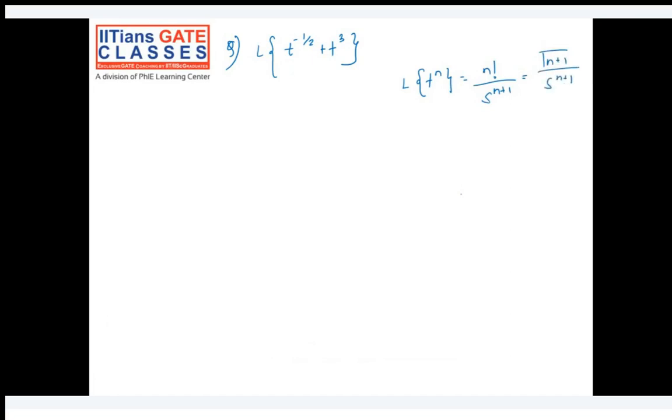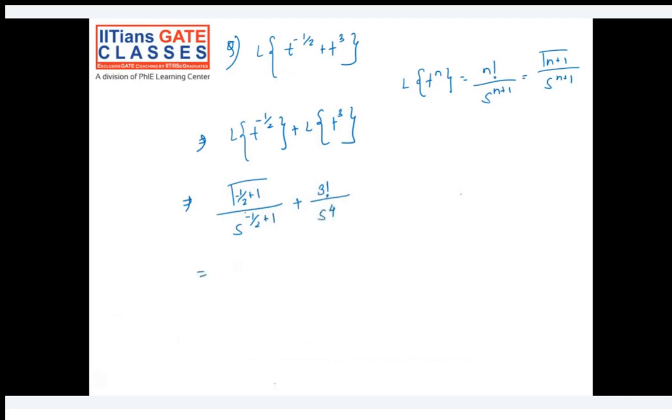Using the linearity property, I can write the Laplace transform of t raised to the power minus 1 by 2 plus t cube as the Laplace transform of t raised to the power minus 1 by 2 plus the Laplace transform of t cube separately. The Laplace transform of t raised to the power minus 1 by 2 is gamma of minus 1 by 2 plus 1 divided by s raised to the power minus 1 by 2 plus 1. And the Laplace transform of t cube is 3 factorial divided by s raised to the power 4.